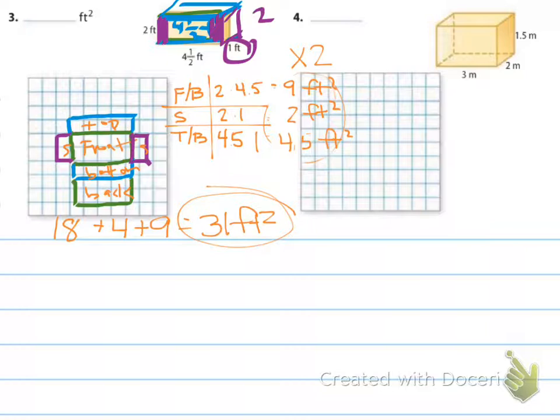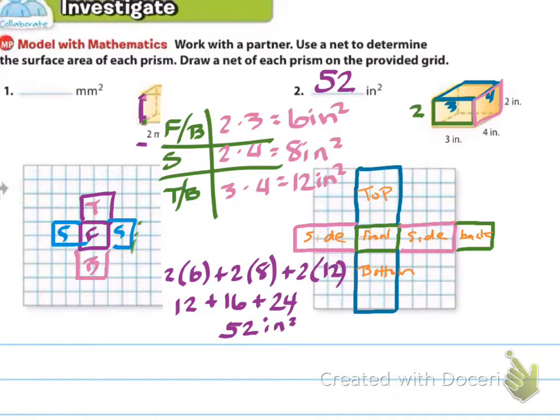Please pause the video and try and do this on your own. Don't just copy my work. I just gave you 2 examples. If you need to rewind and watch the examples again, please do, but try to do 2 and 4 on your own. I'm trusting you guys. Pause the video now. Alright, and here are the answers for number 2.